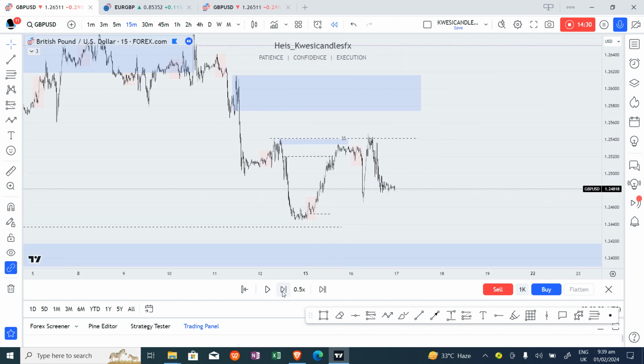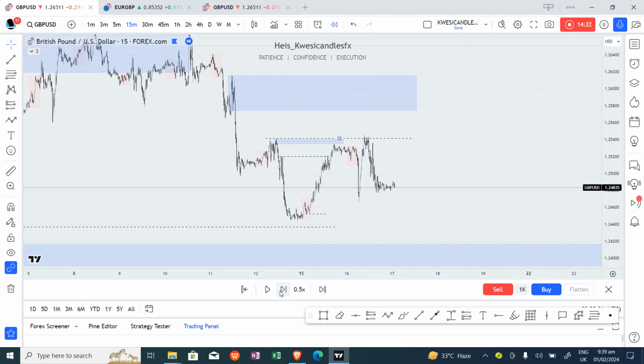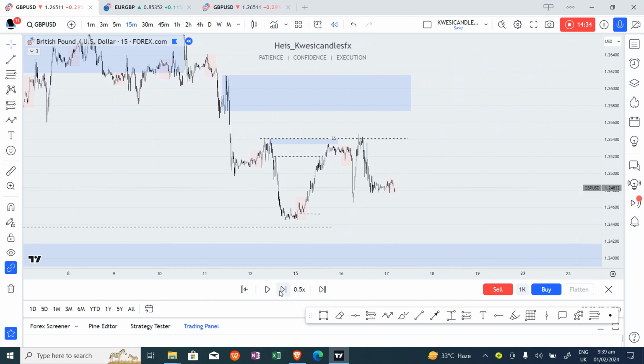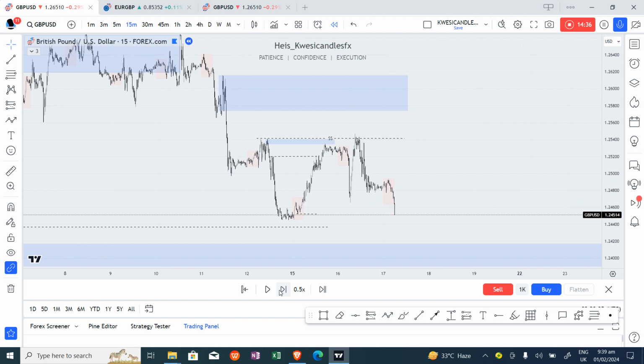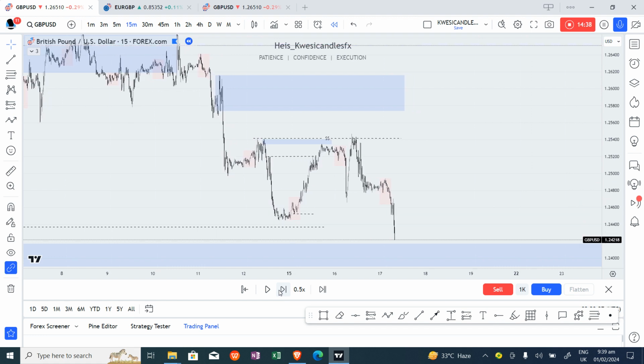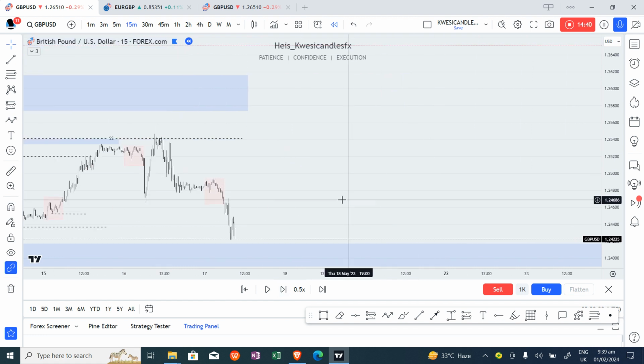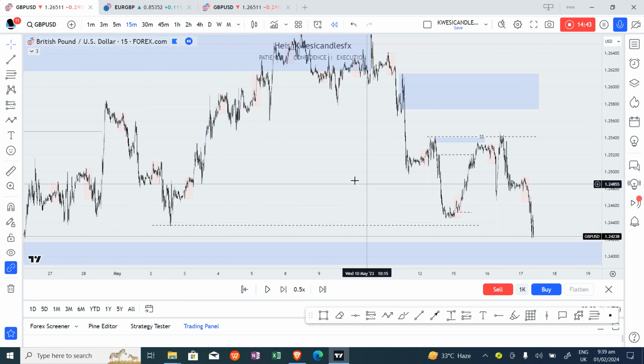Let's wait for the next day. Let's play price for the next day. You can see we are still going to the downside. Can you see? Yes. So that's how the ABC structure works.